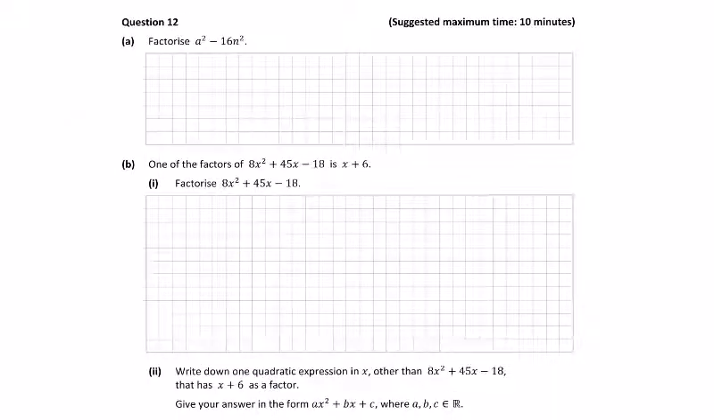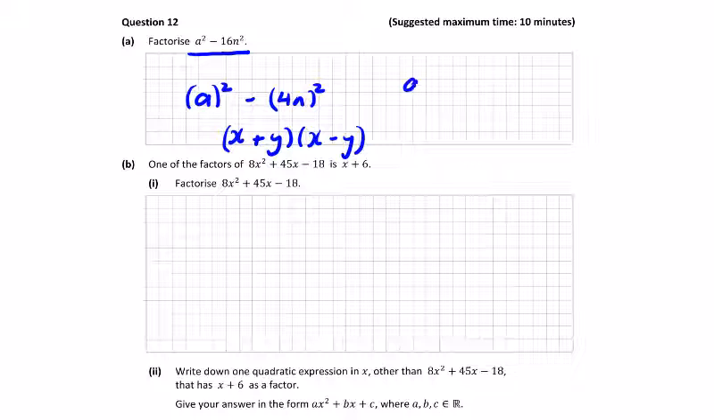More factorizations. You should be able to identify that this is the difference of two squares. We have a squared minus 4n squared. So what you might have learned is x plus y by x minus y. Or it's the same thing in both brackets. One's a plus and one's a minus is the way I would have described it to my students when we can identify the difference of two squares.